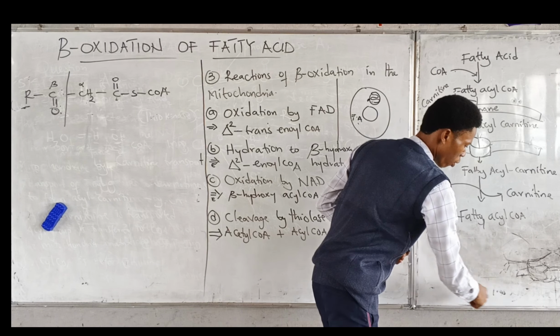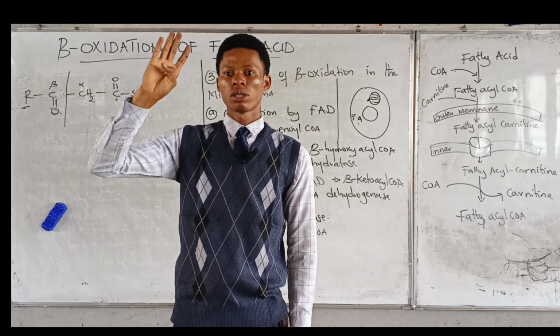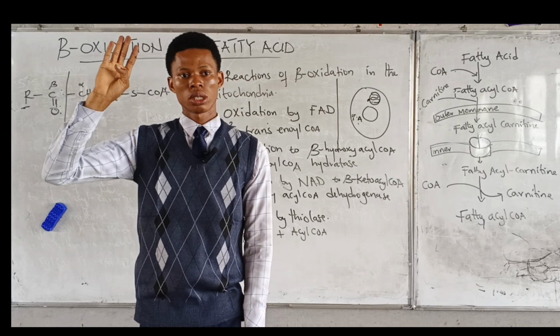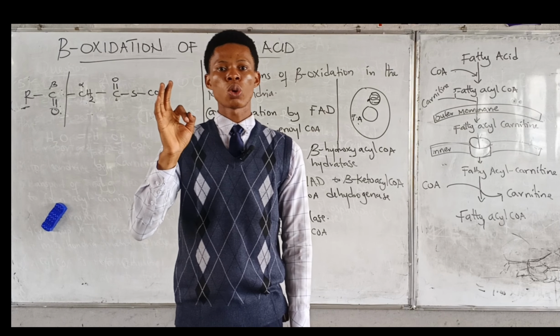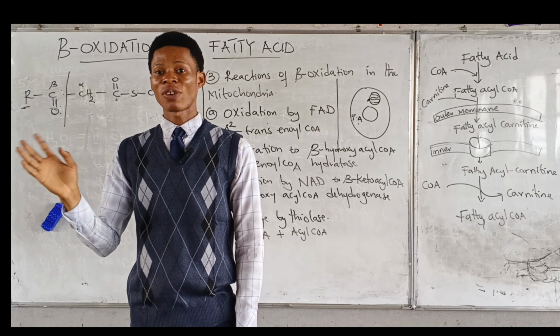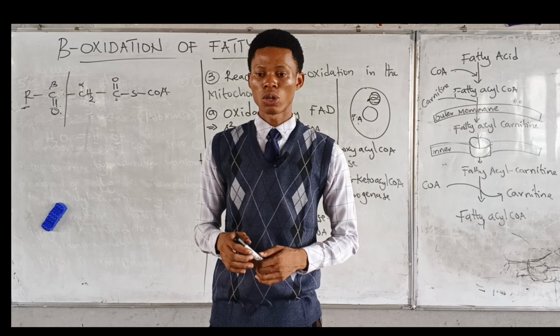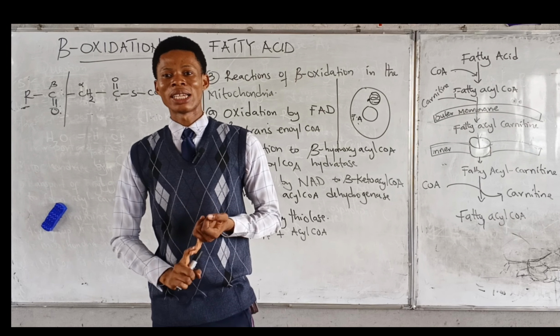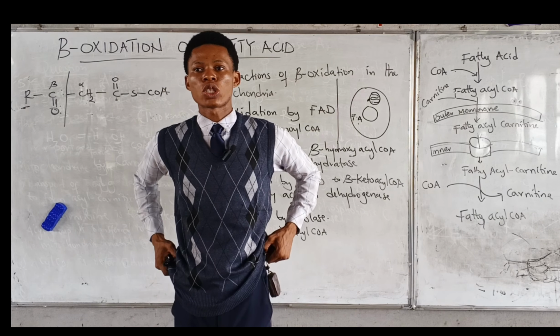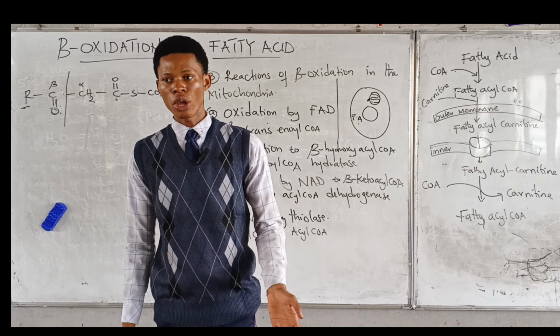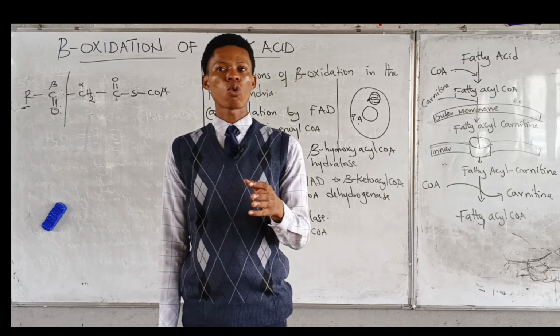Now, basically what I've said here is this. For us to break down fatty acid in beta oxidation, there are 3 steps. Step 1 is what? Activation of fatty acid. Step 2 is what? Transport of the activated fatty acid, right? And step 3 is what? The reactions of beta oxidation. So in step 1, fatty acid is activated to what? Fatty acid-CoA.